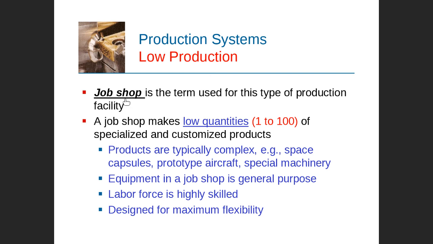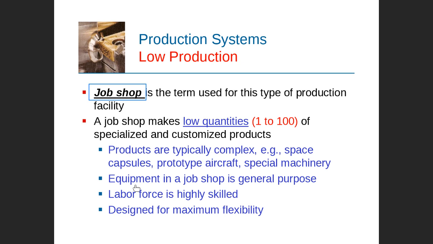So when you come to low production, we call it job shop. Remember that. Job shop is a place where you manufacture low production of complicated products. What is the product? Complicated product. Low quantity of complicated, very high variety. So products are complex, very complex. Like you all said, space capsules, prototype aircraft, special machine, special car, very special, very complicated, right?